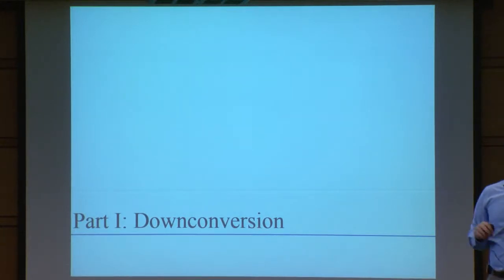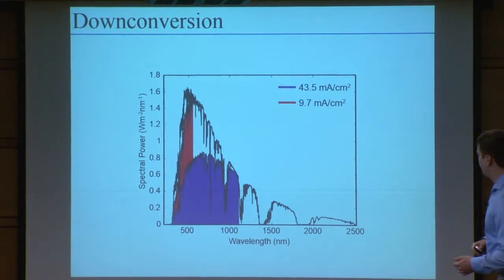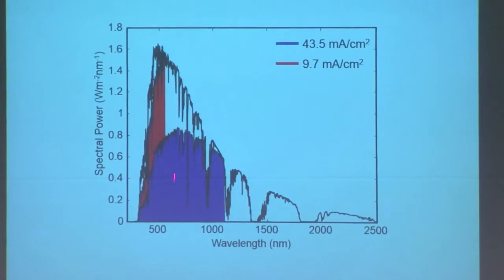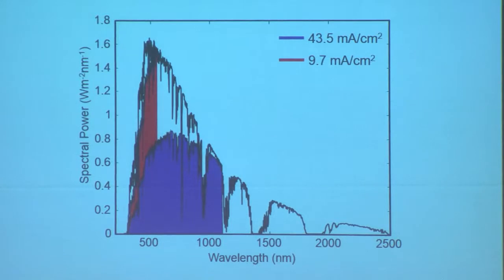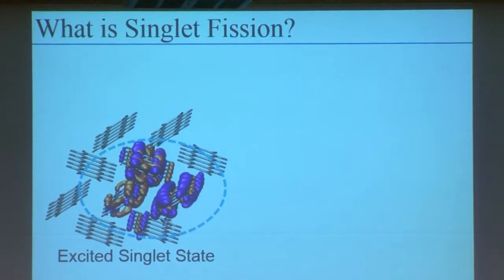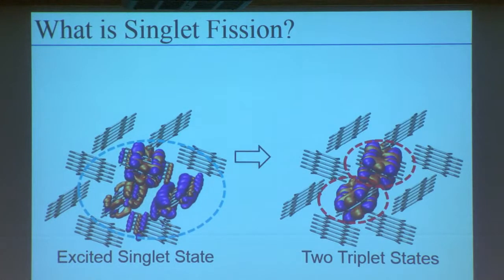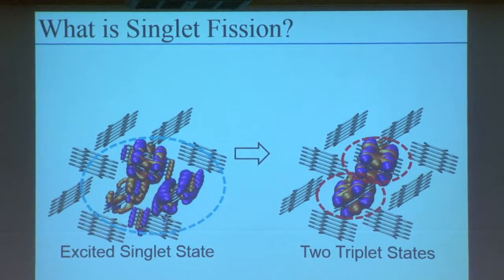So now let's dive into the down conversion part of the talk. And as a quick reminder, this is the area we're trying to harvest with this work, from about high energy UV to about 550 or so nanometers of light. So to do this, we're going to use a process called singlet fission. Singlet fission is a process by which we generate an excited singlet state in our organic crystal, and it very quickly will fission, hence the name, into two triplet states, each of half the energy.